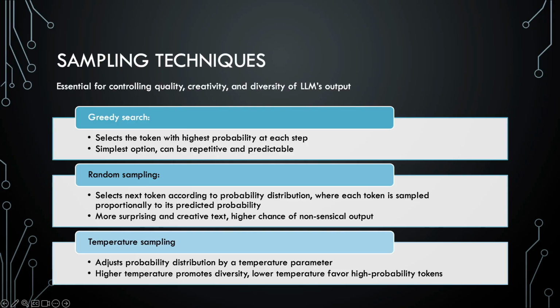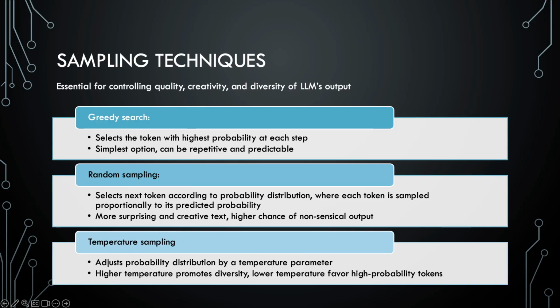Sampling techniques allow us to control the quality, creativity, and diversity of model outputs. Remember that, at its core, an LLM is just trying to predict what the next most likely token will be, given some input. If we use the greedy search sampling technique, the LLM will select the next token with the highest probability at each step. This is the simplest option for sampling, and it can produce repetitive and predictable output. Random sampling involves sampling from the probability distribution instead of always choosing the highest probability token. Each token is sampled proportionally to its predicted probability. This results in more creative but potentially nonsensical outputs.